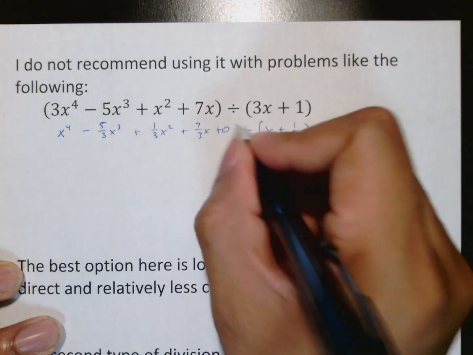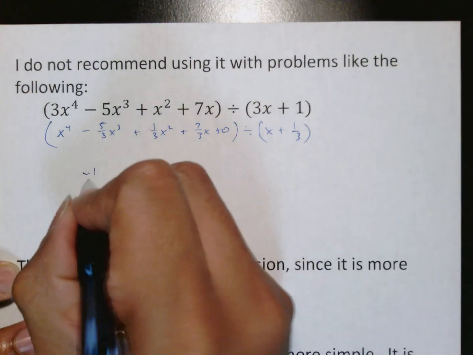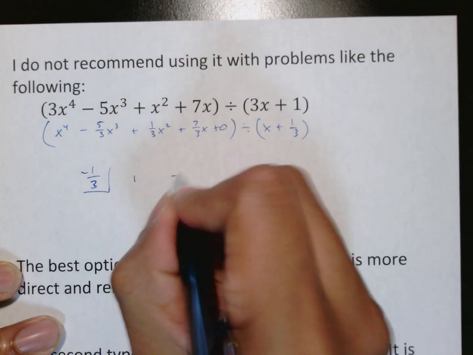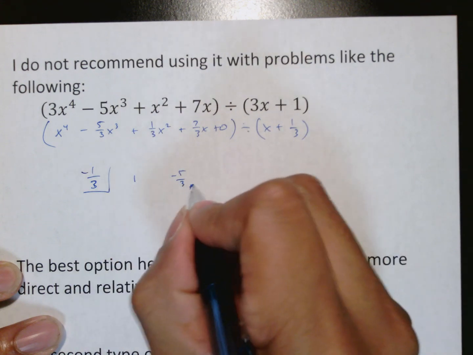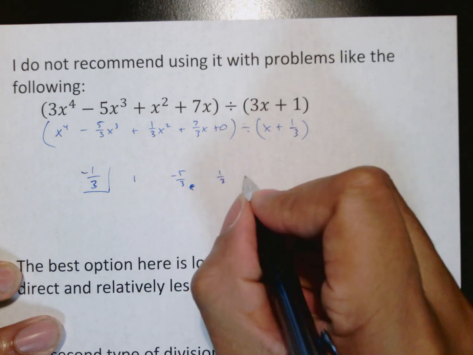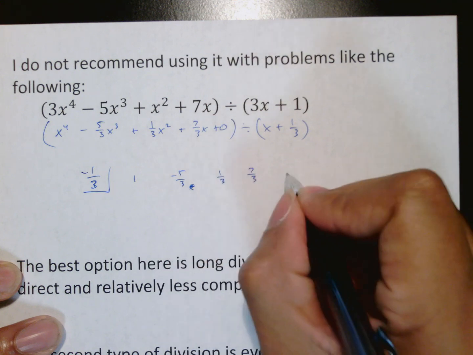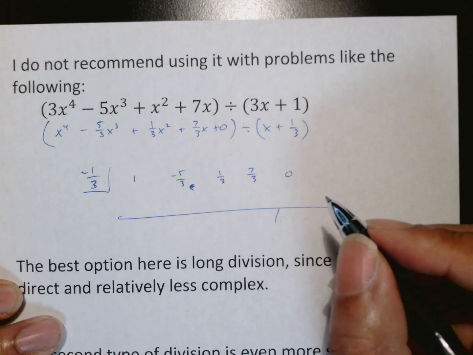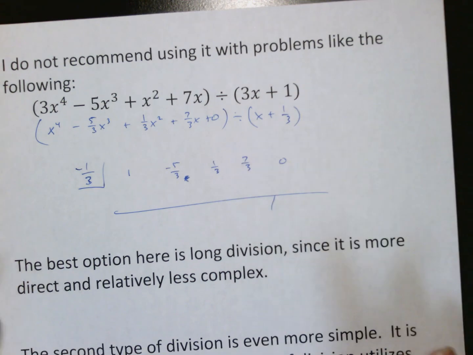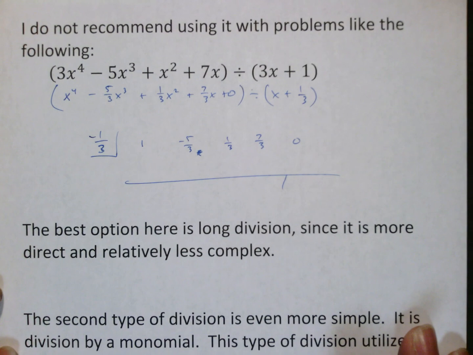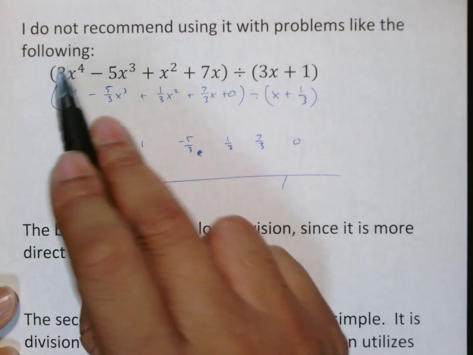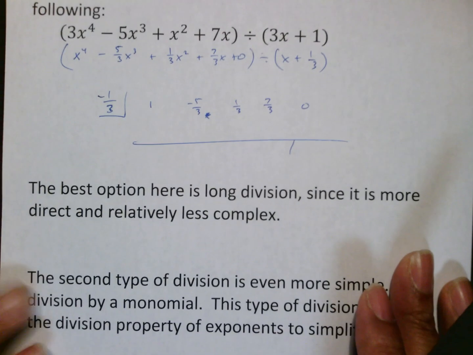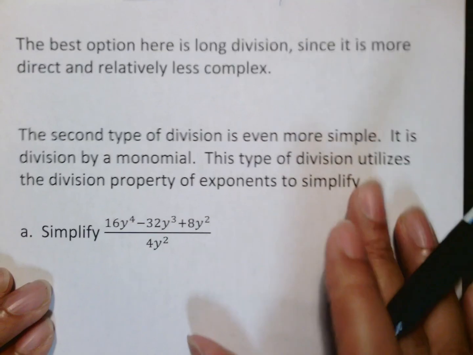You would then have to put a negative 1/3 in the box, and go through the numbers of 1, 5/3, 1/3, 7/3, 0, and it would work out, but it's just a really complex thing. And so the best option on that, if you ask me, would be long division, because then I would just say you need 1x or 1 times 3x's and work your way through it. And again, it's relatively less complex than what's going on there.